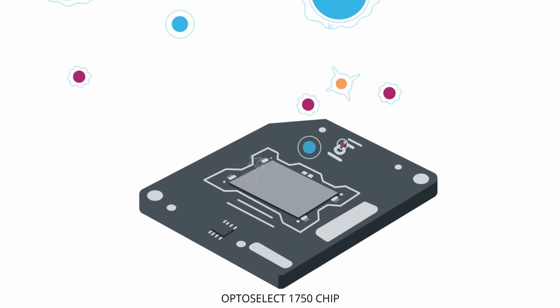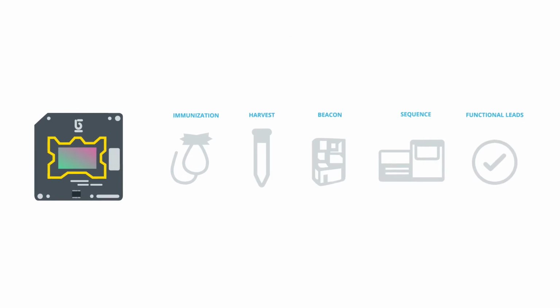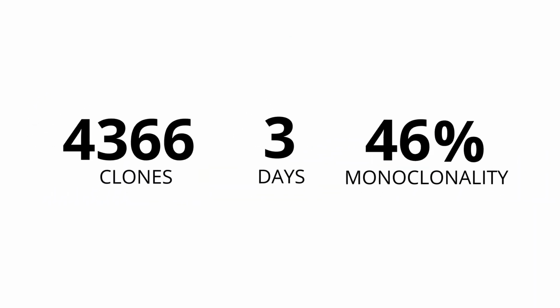Berkeley Lights is really the only company that has the complete solution to find the best cells by functionally screening and recovering individual cells for antibody discovery, cell line development, and T-cell analysis.